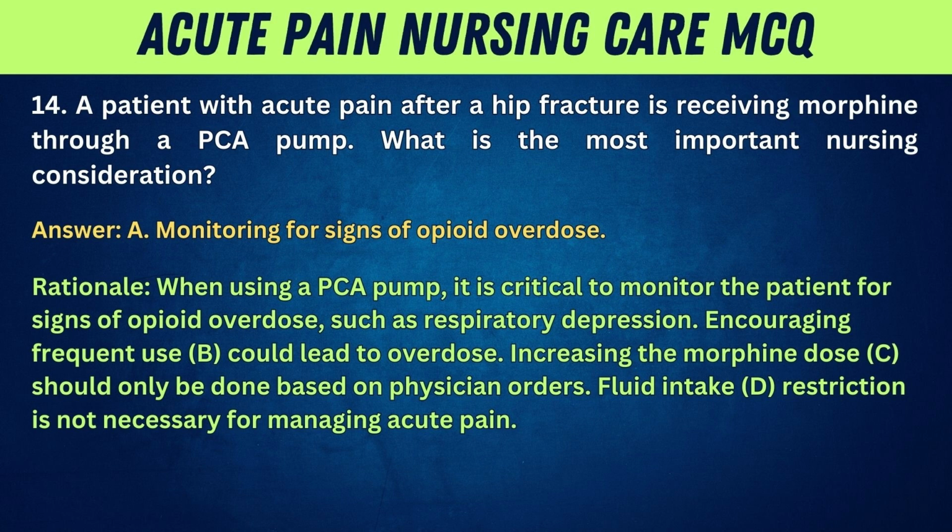Rationale. When using a PCA pump, it is critical to monitor the patient for signs of opioid overdose, such as respiratory depression. Encouraging frequent use, B, could lead to overdose. Increasing the morphine dose, C, should only be done based on physician orders. Fluid intake, D, restriction is not necessary for managing acute pain.